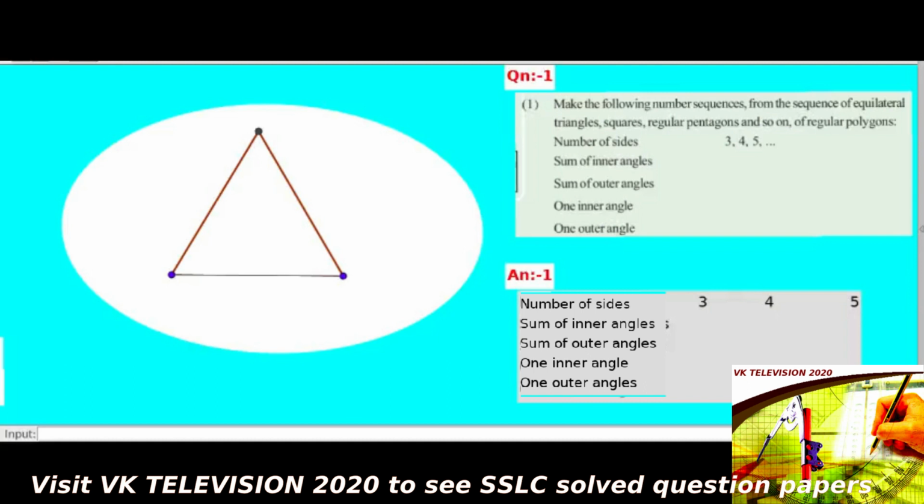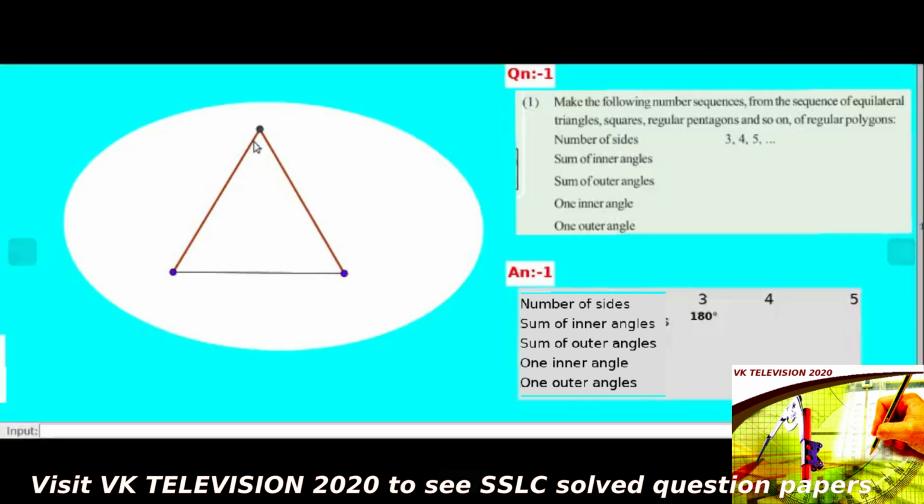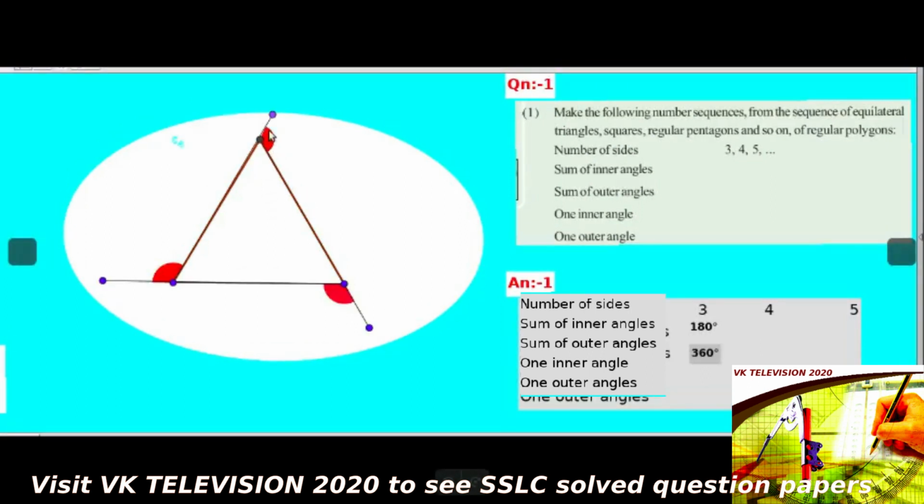അതായത് number of sides 3 consider ചെയ്താൽ we have to find out sum of inner angles. We know that the sum of angles of a triangle is equal to 180 degree. So sum of inner angle when number of sides equal to 3 is equal to 180. Next, we have to find out sum of outer angles. We know that the sum of outer angles of any polygon is equal to 360 degree. So we write 360 degree.